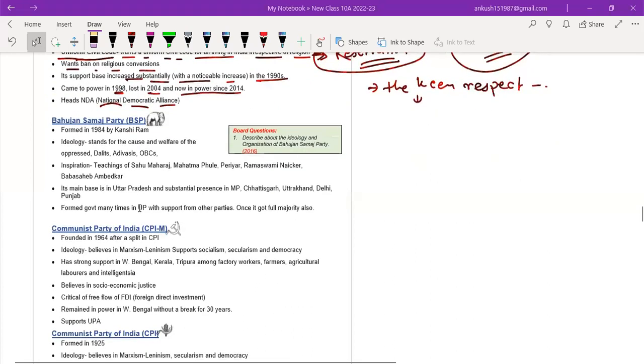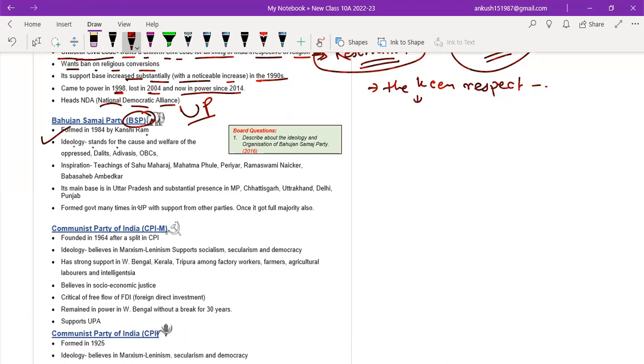Now, Bahujan Samaj Party, that is BSP. We have already talked about the biggest parties in the country. Now, let us understand the Bahujan Samaj Party. It is actively working in UP. Its supremo, or the main leader, is Mayawati. It was formed in 1984 by Kashiram.